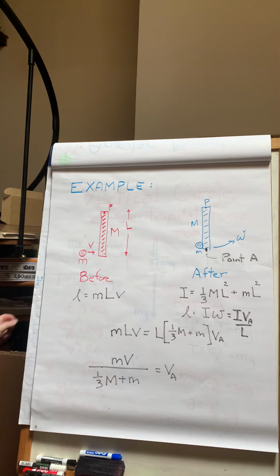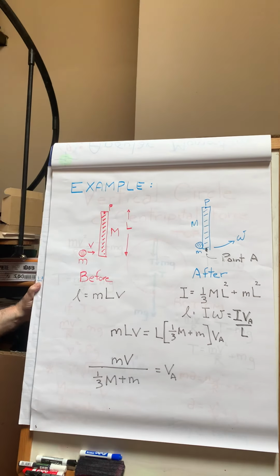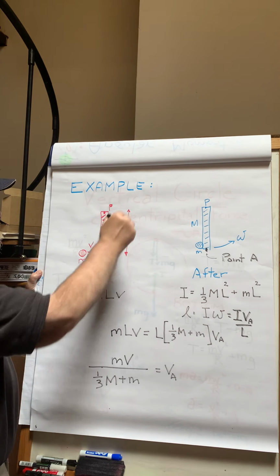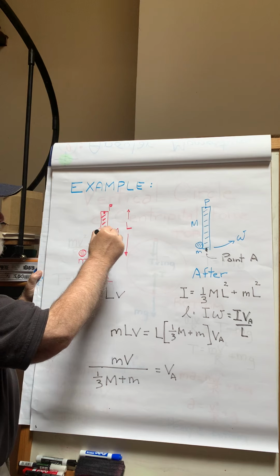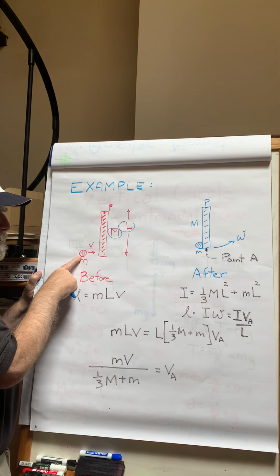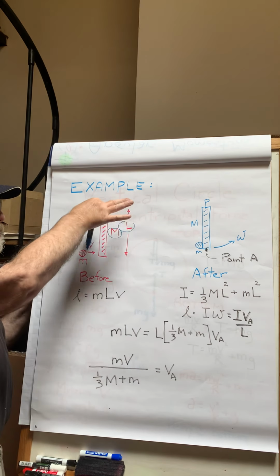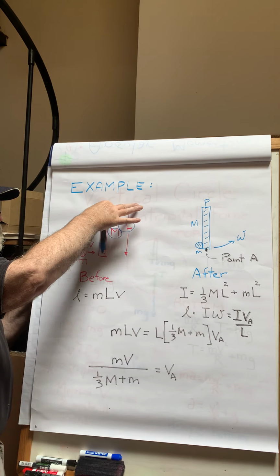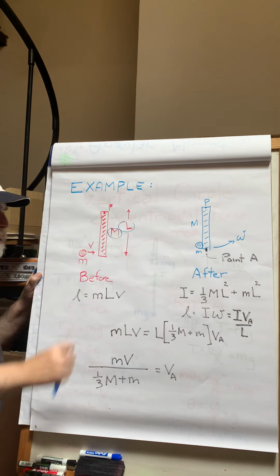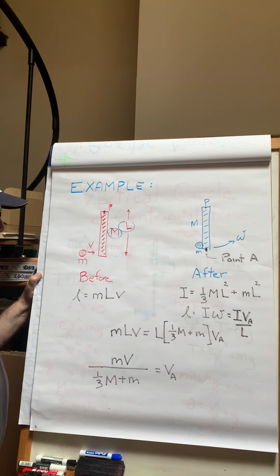Here's an example. Cleverly marked example. That's how I know it's an example. So I have some kind of board or ruler of length L and mass M, and I have a ball which is sticky, so it's going to hit this hanging bar, and it's going to stick to it, and they're going to move together as one. They're going to rotate as one object around point P at the top.